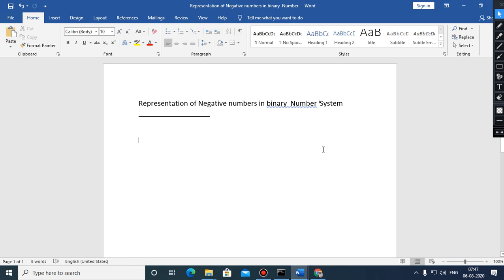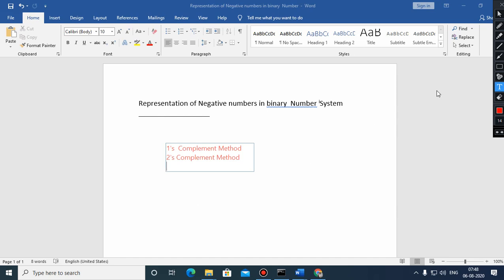In this video we are going to see how negative numbers in the binary number system are represented. So children, for negative numbers we have two methods. The first method is one's complement method, and the second method is two's complement method. First of all we will see what the one's complement method is.